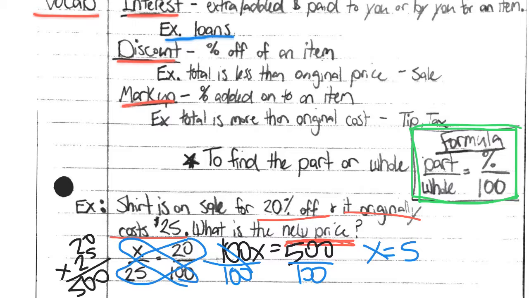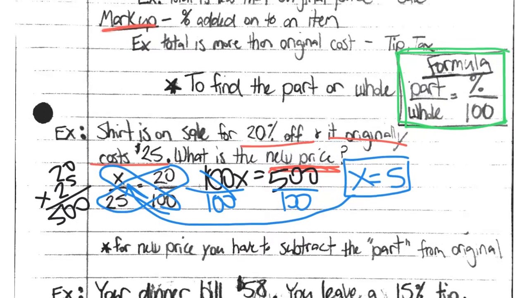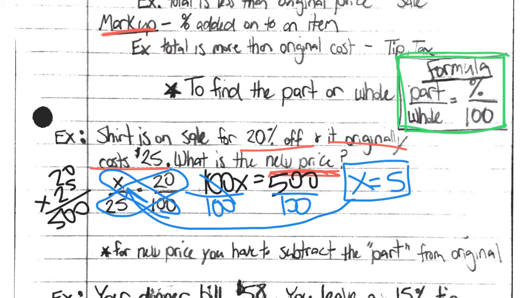We just found the part. That's the discounted amount, like $5 is what you save on this shirt. So that's not the new price. So right down here underneath, I want you to write this. It says for a new price, you would have to subtract the part from the original.